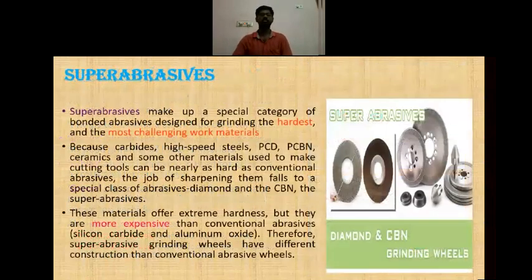The most notable abrasives are super abrasives, because the significance of super abrasives is that they can grind the hardest and most challenging materials. For example, diamond and CBN. CBN, cubic boron nitride, is the best example for super abrasives, but the notable thing is that super abrasives are more expensive than conventional abrasives.